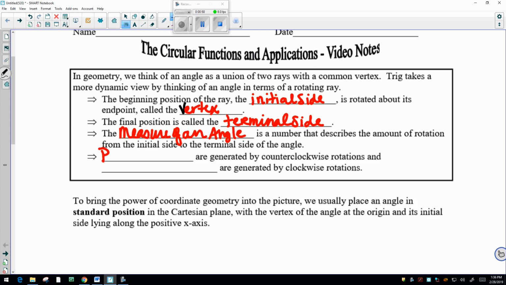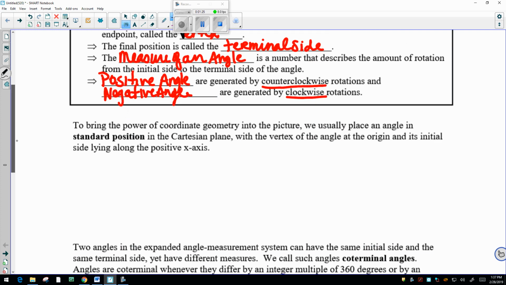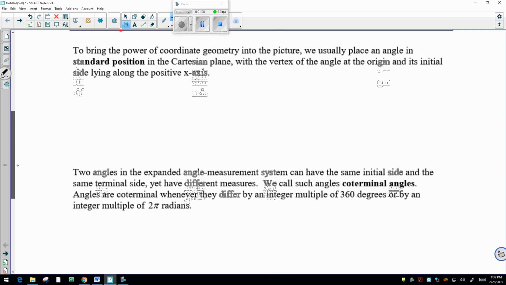If we have a positive angle, that's going to be because we are moving in a counterclockwise motion. This is big. And if we have a negative angle, that's because it's going in a clockwise rotation. So that direction will be big, especially the further on we get with our trig unit. Okay, so we're going to draw a couple of pictures down here.